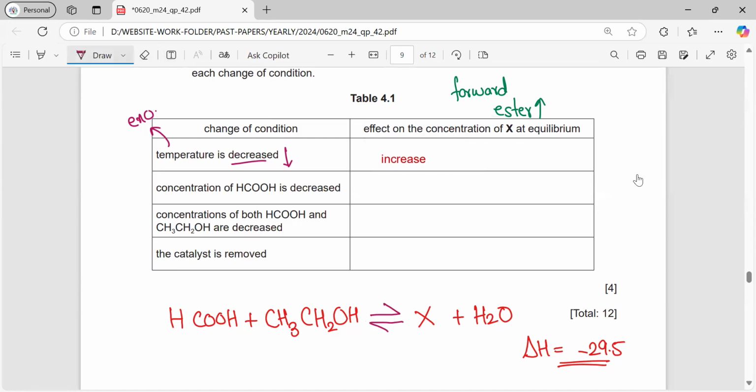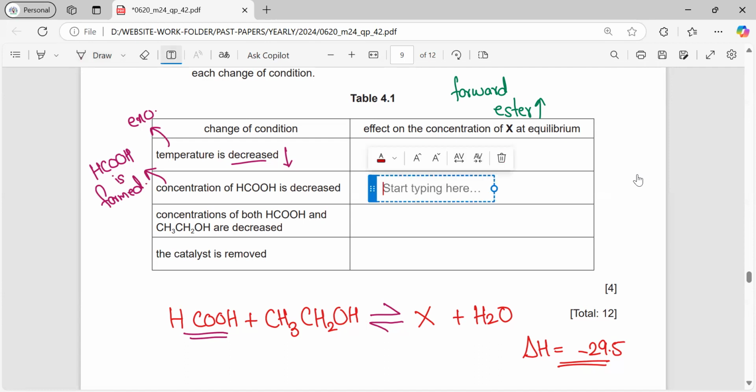Next is that the concentration of methanoic acid is decreased. Now, if we decrease the concentration of methanoic acid, then the system will move towards the side where the methanoic acid is formed. Because the system will always do the opposite of whatever we do. So if the concentration is decreased, the system will move towards the side where the concentration is increasing, where the methanoic acid is formed. So it will move backward because on the backward side, methanoic acid is produced. So when it moves backward, the concentration of ester will decrease.